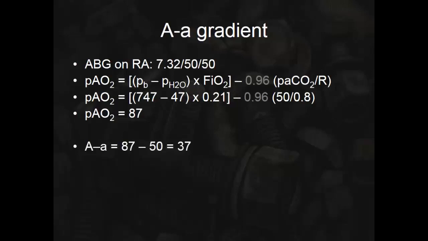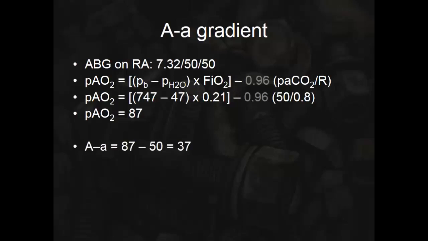But that's only her alveolar O2. You subtract from this alveolar O2, which we calculated, the amount of oxygen that's in her blood, which is 50, and you get 37. So, is there a way to predict the A gradient for someone? Or what factors determine the A gradient?